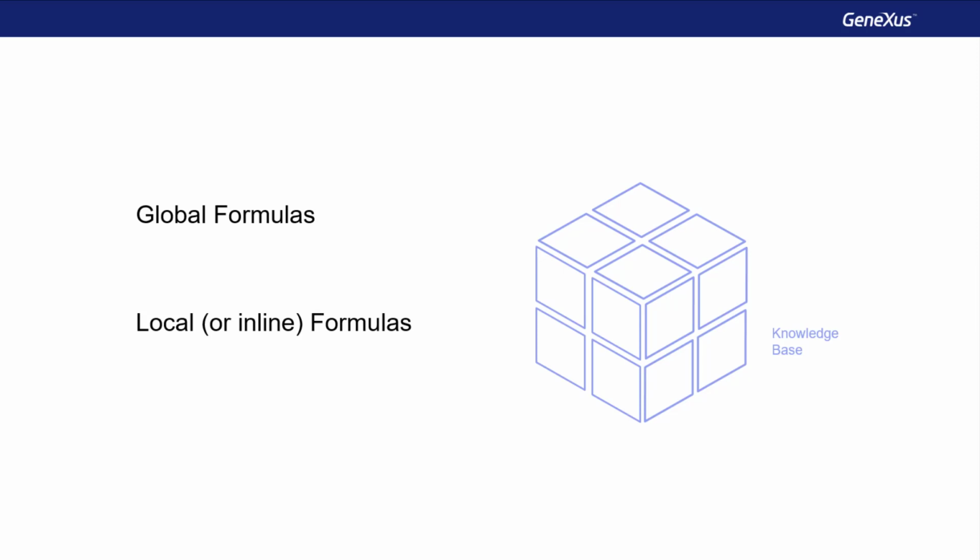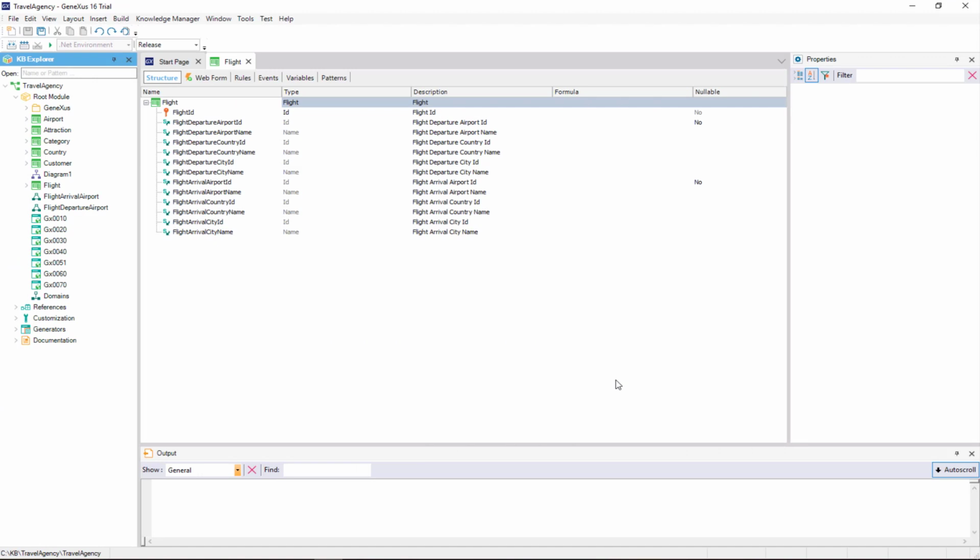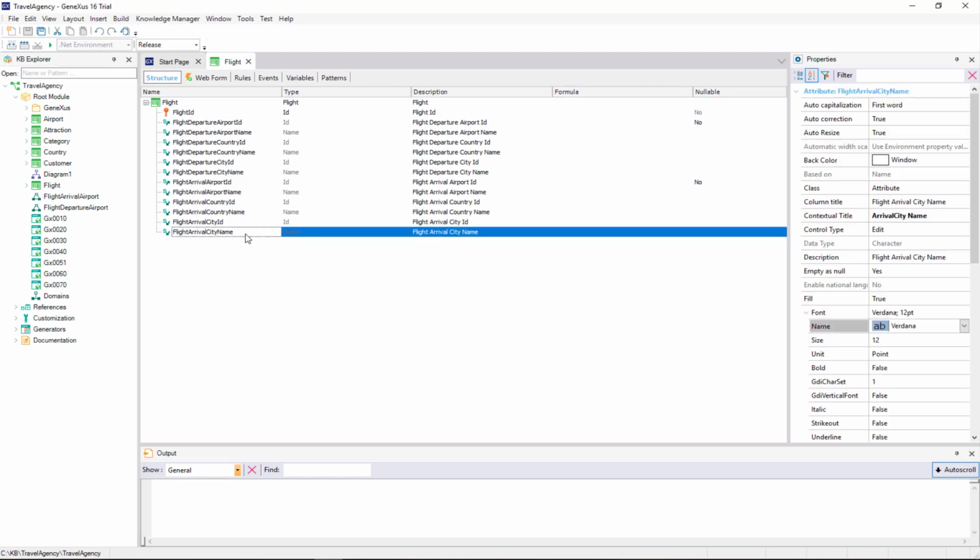Let's start by explaining what a global formula is and how it's defined. A global formula is a calculation defined in relation to an attribute. Note that transaction structures contain a column titled Formula. If a calculation is defined in this column for an attribute, GeneXus will understand that this attribute is virtual. That is to say, it will not have to be physically created as a field in the associated table because the attribute value will be obtained by making the calculation we've indicated. Let's see this with an example.